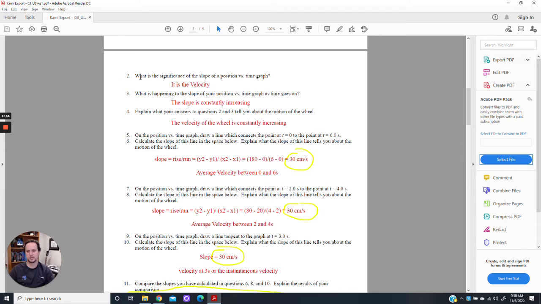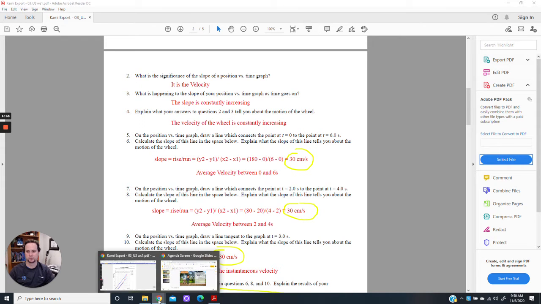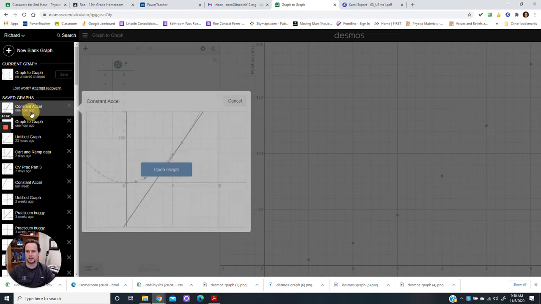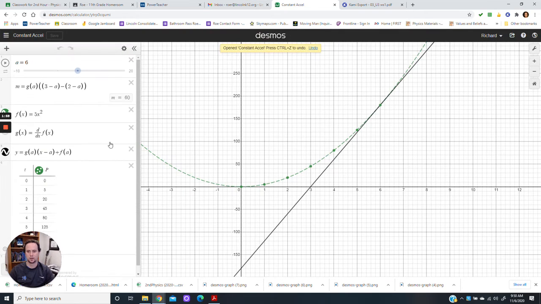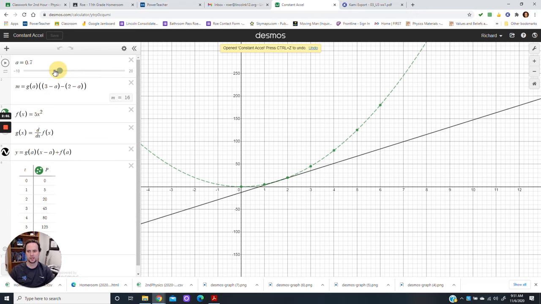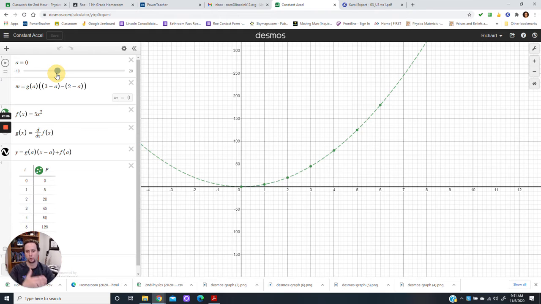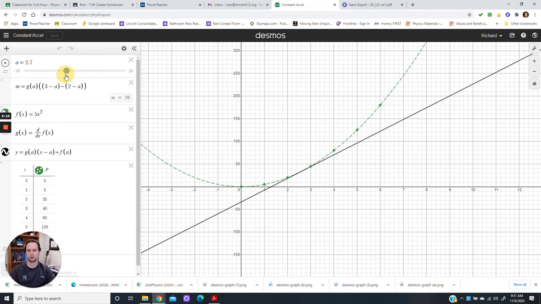Answers to the questions: what is the significance of the slope? We already know that's the velocity. We looked at the graph from the Desmos graph that I created. We looked at the slope for that. That's this one here, where we saw the slope changing, and the slope was, if we start and go from 0 and forward, the slope is increasing. It starts at 0, it goes up at 1, it's at 10, 2, it's at 20, 3, it's at 30.